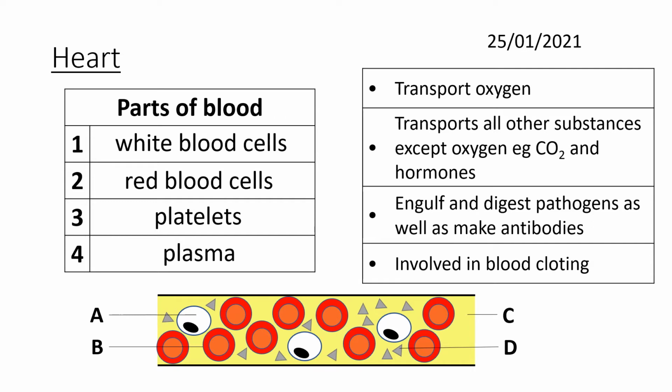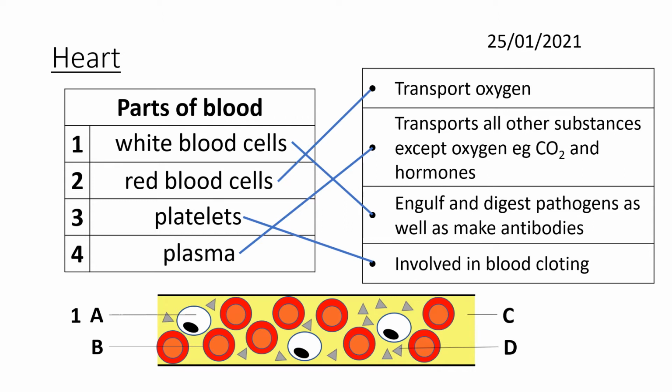In terms of the functions, the white blood cells are involved in the immune system, specifically engulfing and digesting pathogens, as well as the production of antibodies. Red blood cells are involved in the transport of oxygen. Platelets are involved in blood clotting, and plasma transports all other substances around the body except oxygen, and the examples given are CO2 and hormones. In terms of A, B, C, and D, you should be able to identify pictures of different components of blood and what they are.